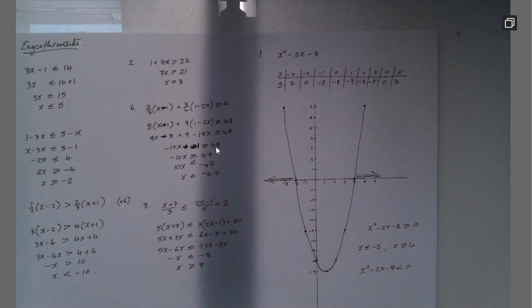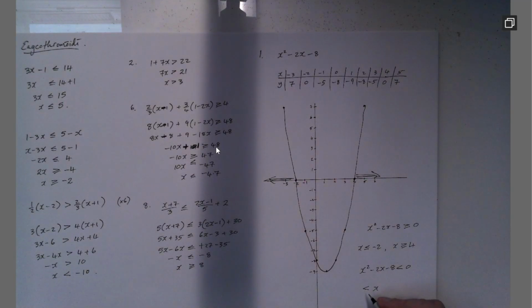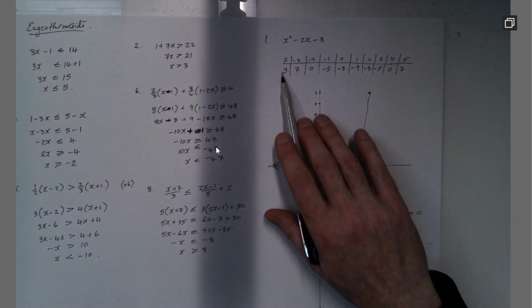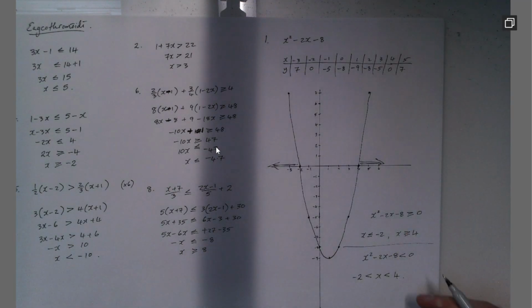What's the solution? x is greater than -2 and less than 4. That would be your solution. So note that. Okay. For greater than or equal to 0, we use both sides of the graph because the graph goes up. Now, if the graph were upside down, an n-shaped graph, then you'd have opposite solutions.